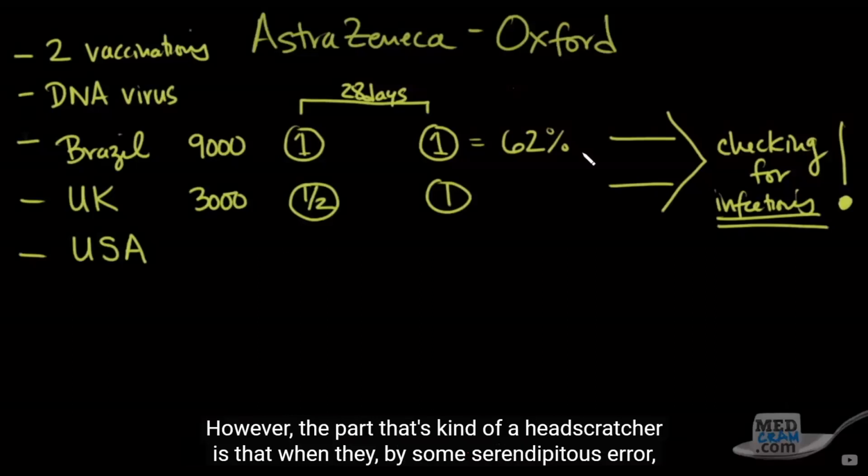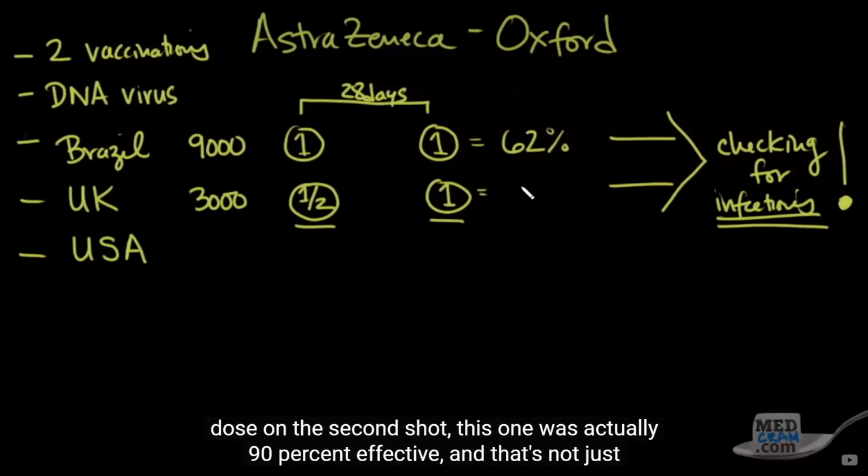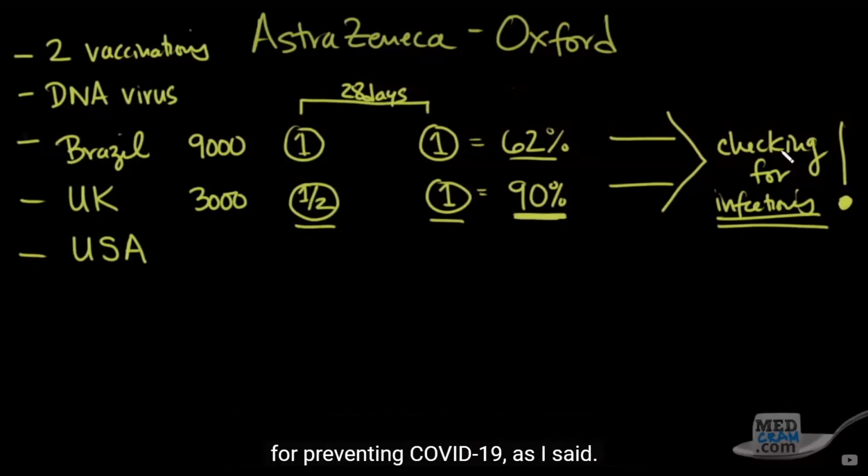However, the part that's kind of a head scratcher is that when they, by some serendipitous error, they injected the subjects in the UK with half a dose on the first shot and then a full dose on the second shot, this one was actually 90% effective. And that's not just for preventing COVID-19, as I said.